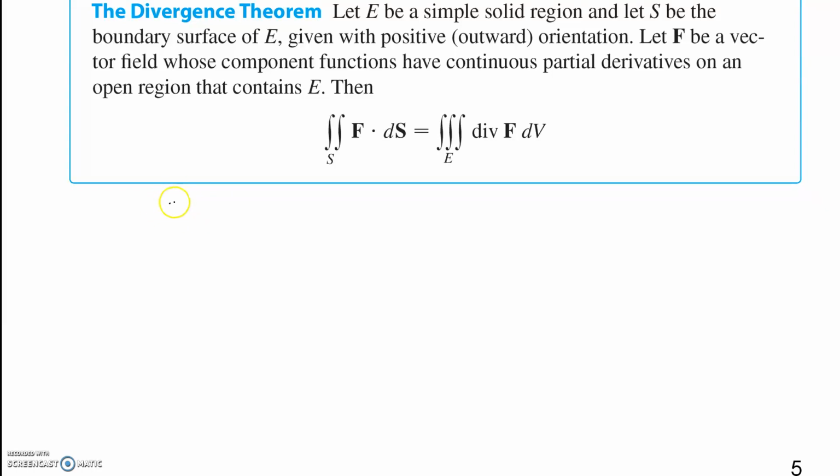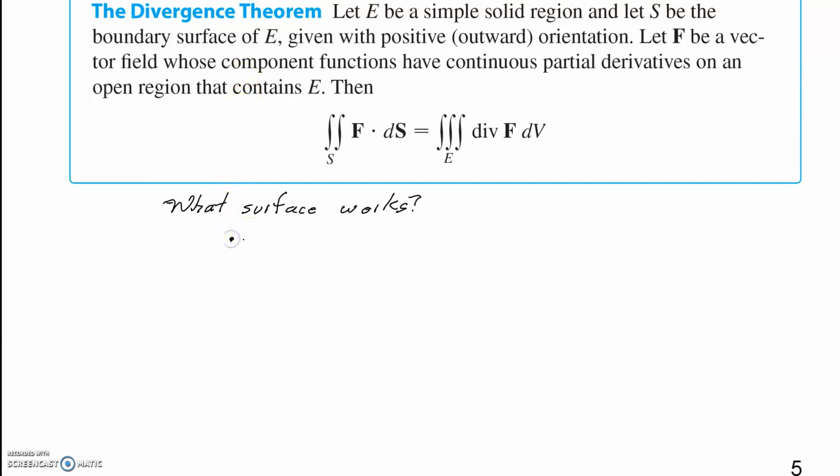So we're just going to ask ourselves what surface works for the divergence theorem. We're just going to look at the definition here. Let E be a simple solid region and let S be the boundary surface of E. Well, that means a couple things.